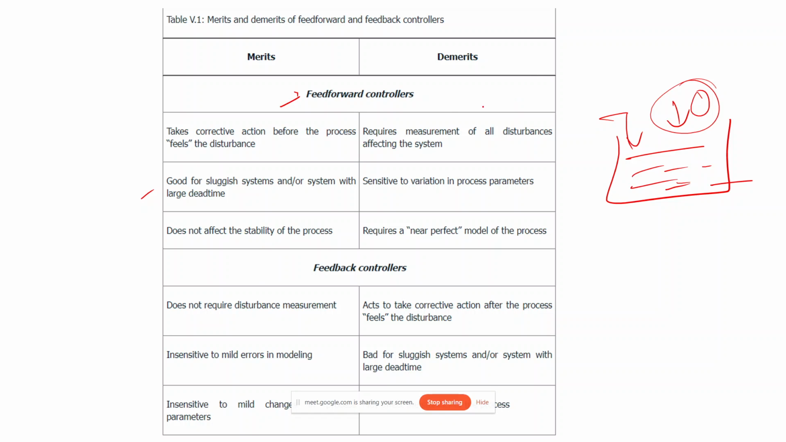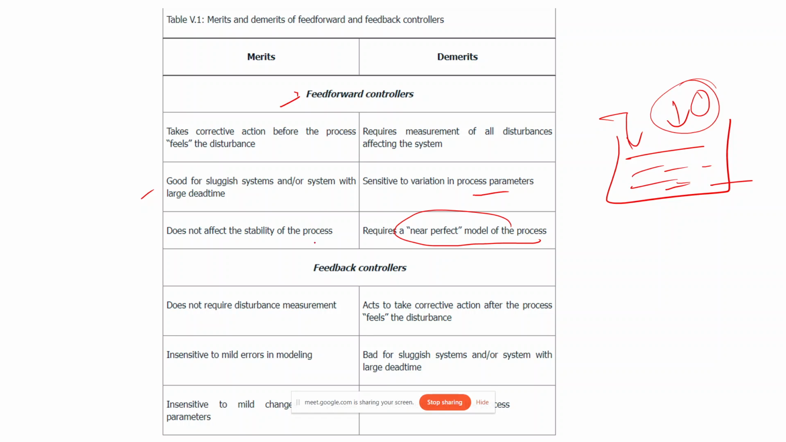And the demerit is that it requires the measurement of all the disturbances. So the control action that I am taking is by measuring all of these disturbances. So I need to account for all the disturbances that can affect my final output of the system. Similarly, I need a near perfect model of the process. And also, since we are providing a model to estimate the control action, we need to accurately know these process parameters, or else the output will be sensitive to the variation in the process parameters.